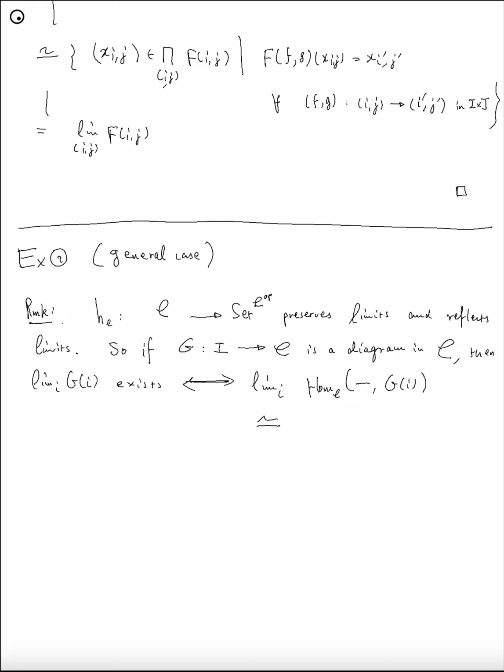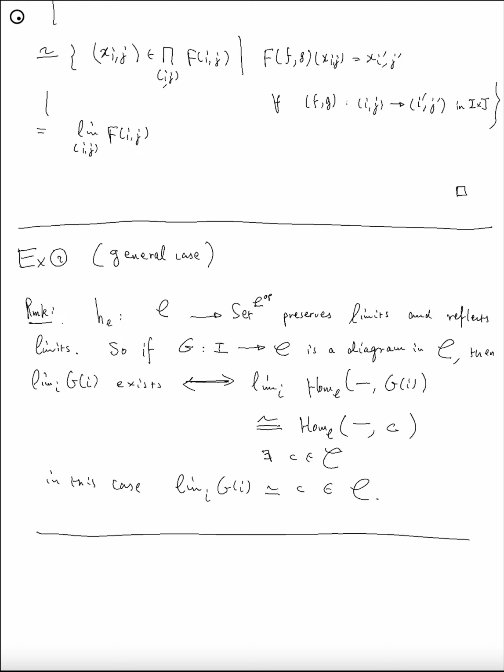And moreover is isomorphic too. Then you need an embedding of some object, small c. And in this case, this Yoneda embedding of c must be isomorphic to c, an object of category C. So let's do the proof.